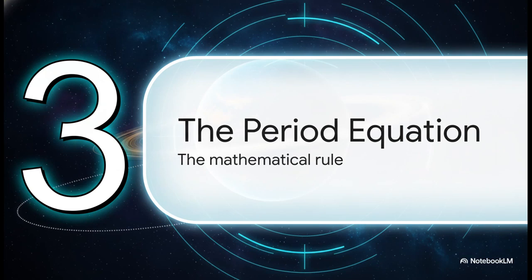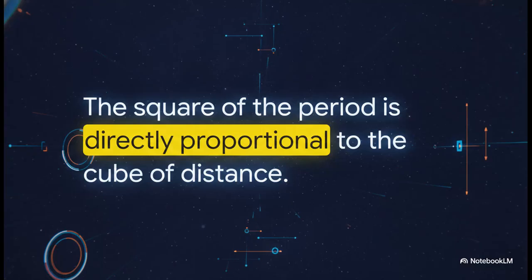All right, bringing us to Section 3, Law 3, the period equation. And don't worry, we aren't doing a textbook chore here. Think of this math more like a sleek, futuristic targeting computer locking onto a universal truth. Behold the law of periods. T squared is directly proportional to r cubed.